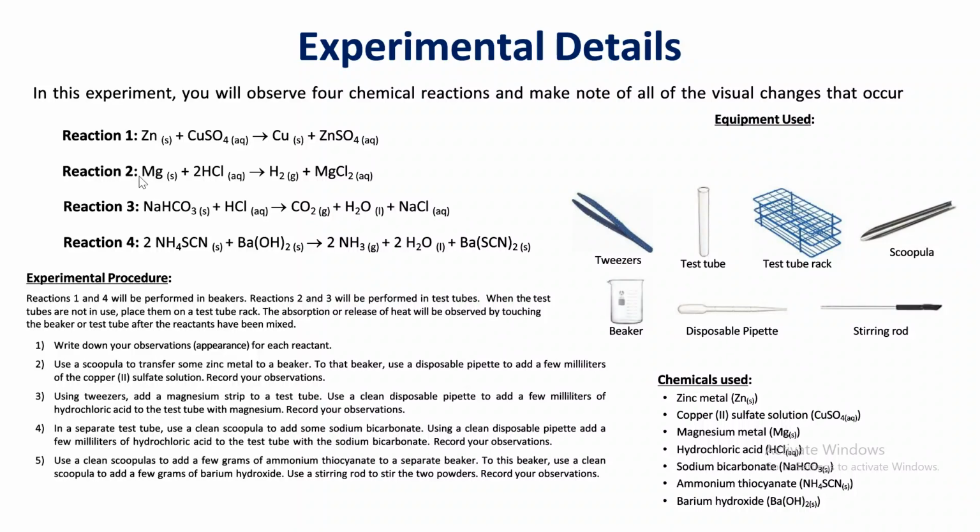The second reaction, we are in a separate test tube. We're also going to be doing this with a magnesium strip. We're going to take some tweezers, add magnesium for reaction 2. Using a clean disposable pipette, we're going to add some hydrochloric acid, which is the very strong acid in your stomach. Now we're predicting the magnesium is going, in a single replacement reaction, to kick out the hydrogen, giving us hydrogen gas and magnesium chloride. Again, we're going to see if this is endothermic or exothermic.